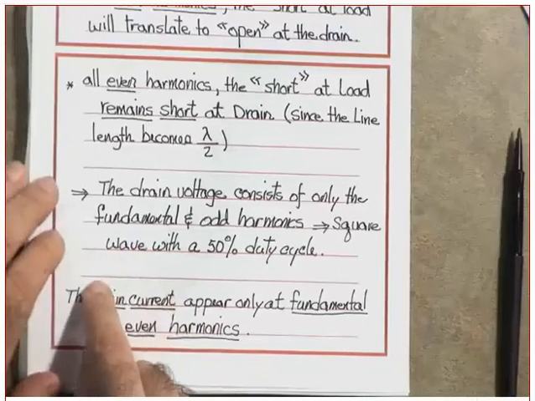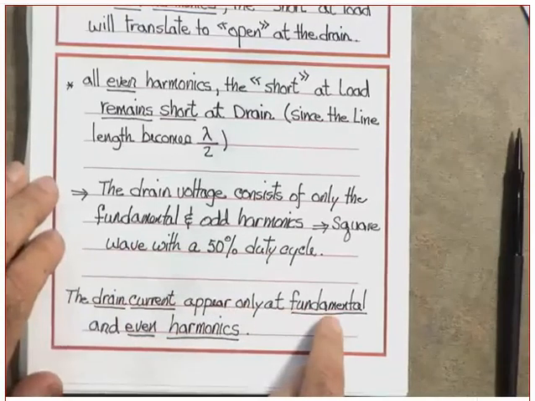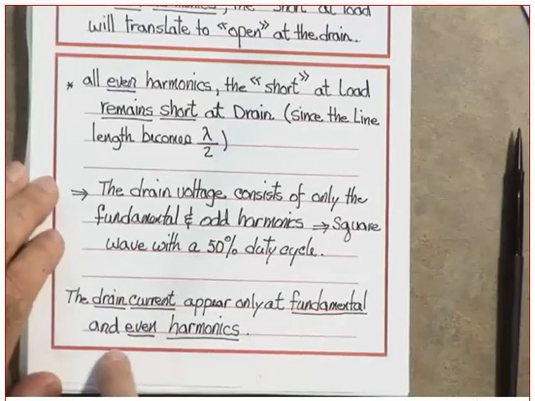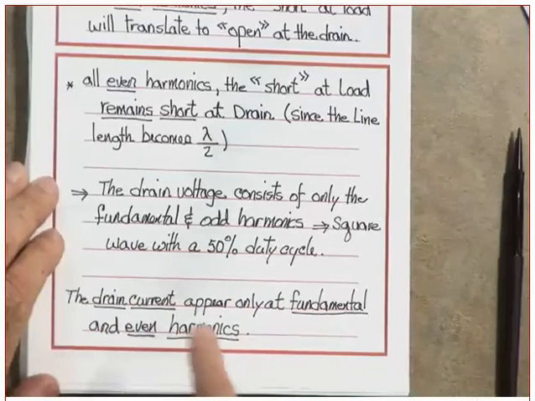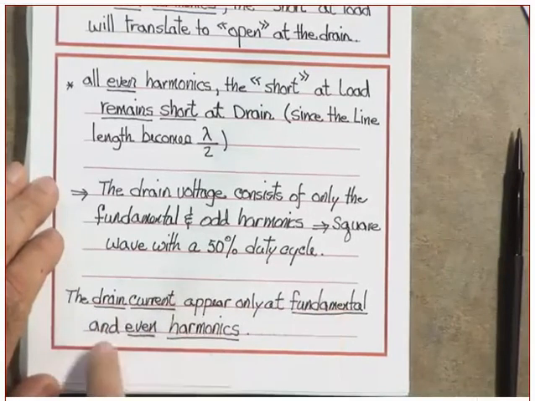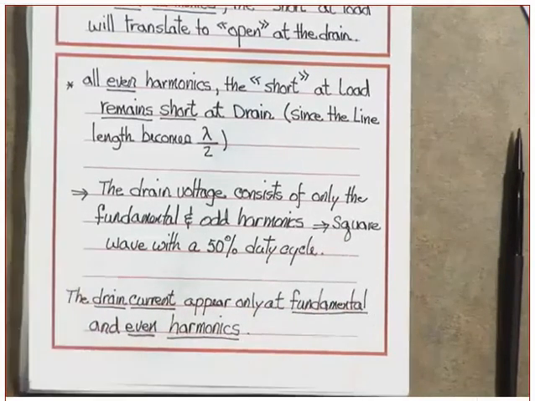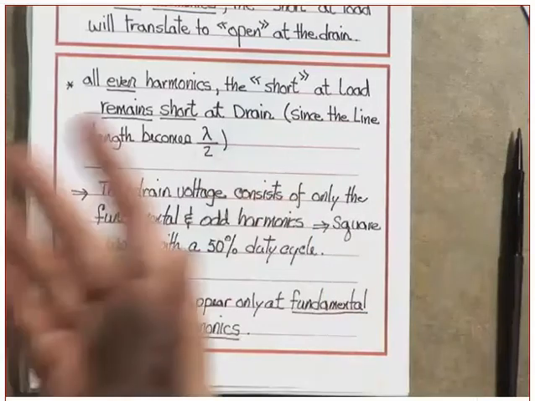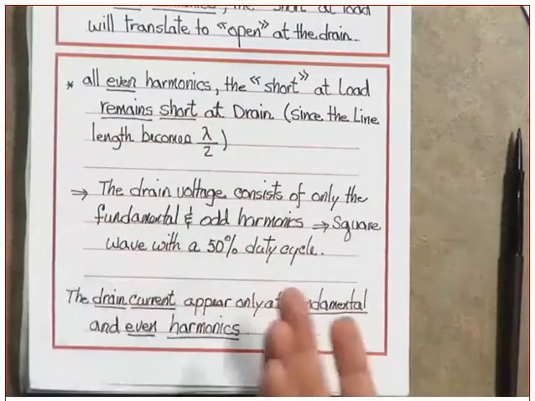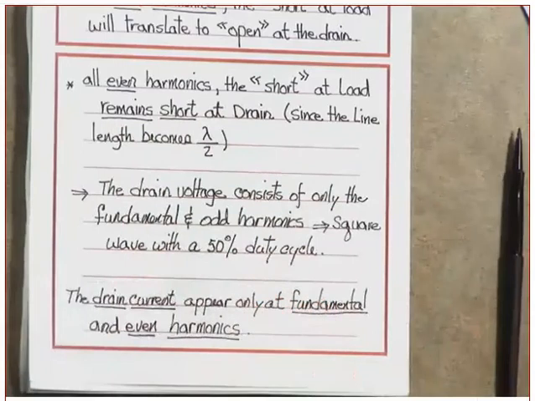Okay. The drain current appears only at the fundamental and the even harmonics. Can you tell me why? The drain current is only at the fundamental and the even harmonics because the other one will be open circuit. There's no current in there. Did you get my point or not?